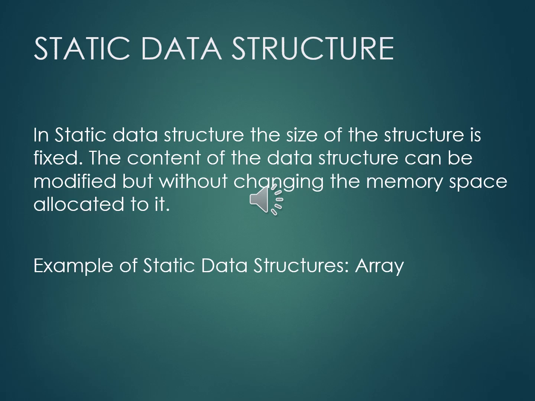A static data structure has a fixed size, meaning the memory allocated to it remains constant throughout the program's execution. While the contents of the structure can be updated or modified, the overall memory allocation cannot be changed. An example of a static data structure is an array, where the size is defined at the time of declaration and remains the same during its lifetime.